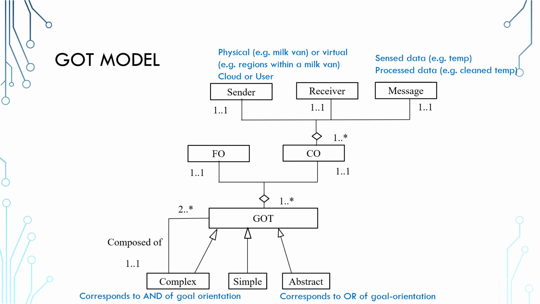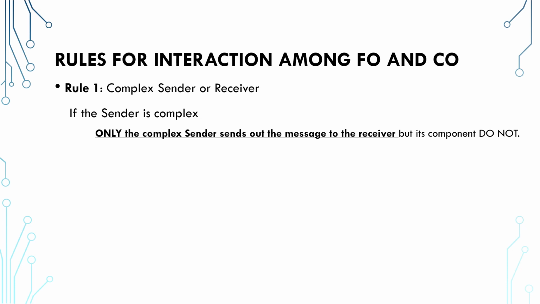It can also be implied here that FO and COs may themselves be simple, complex, or abstract, and further the sender and receiver of CO may themselves be simple, complex, or abstract. Now let us look at the rules for interaction among the FO and CO. They are specified by 4 rules.